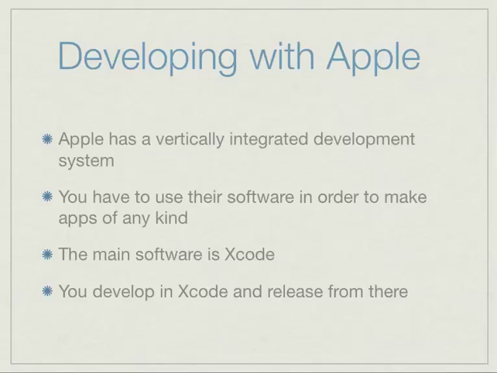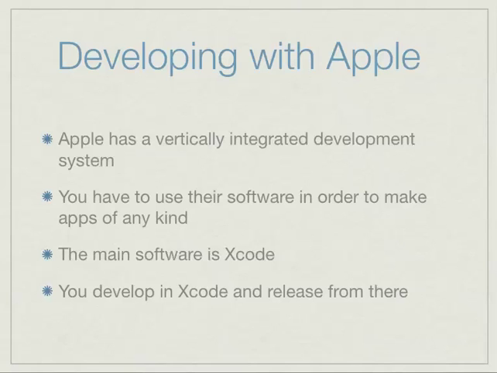So let's talk a little bit more about developing with Apple specifically. Apple has a vertically integrated development system. So what does that mean? You've probably heard of the term vertically integrated before, but in terms of business and not in terms of software development. Now in business, a vertically integrated company means that the company owns every part of the production. So it owns how it gets the resources, how it develops those resources into a product. It owns the research and development, everything. Everything is owned by that company.